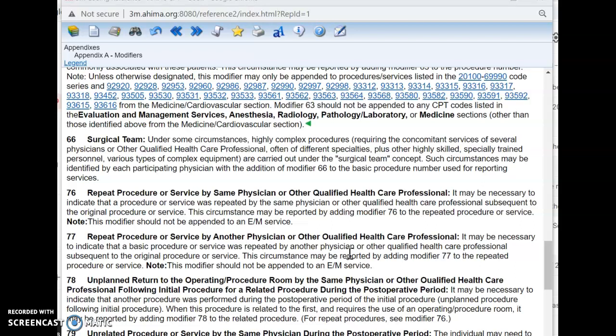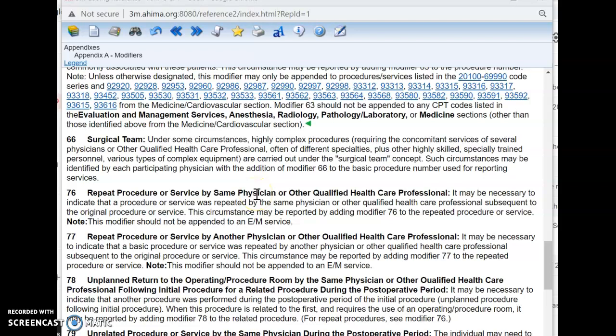The correct answer for number 2 should be 76, which is a repeat procedure or service by the same physician or other qualified health professional. So with this, a patient went under a bronchoscopy November 1st. On November 15th, the patient underwent a repeat because a biopsy from the procedure on November 1st was too small. Both procedures were performed by Dr. Campbell. So with that said, it's a repeat procedure and it's by the same physician.